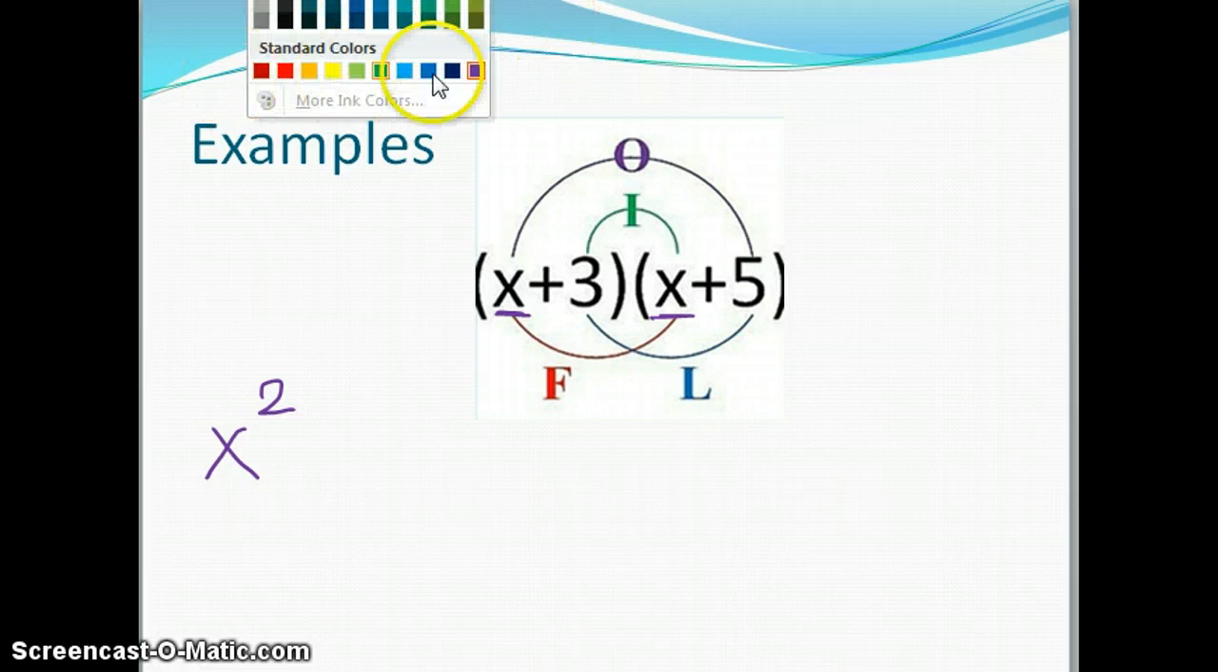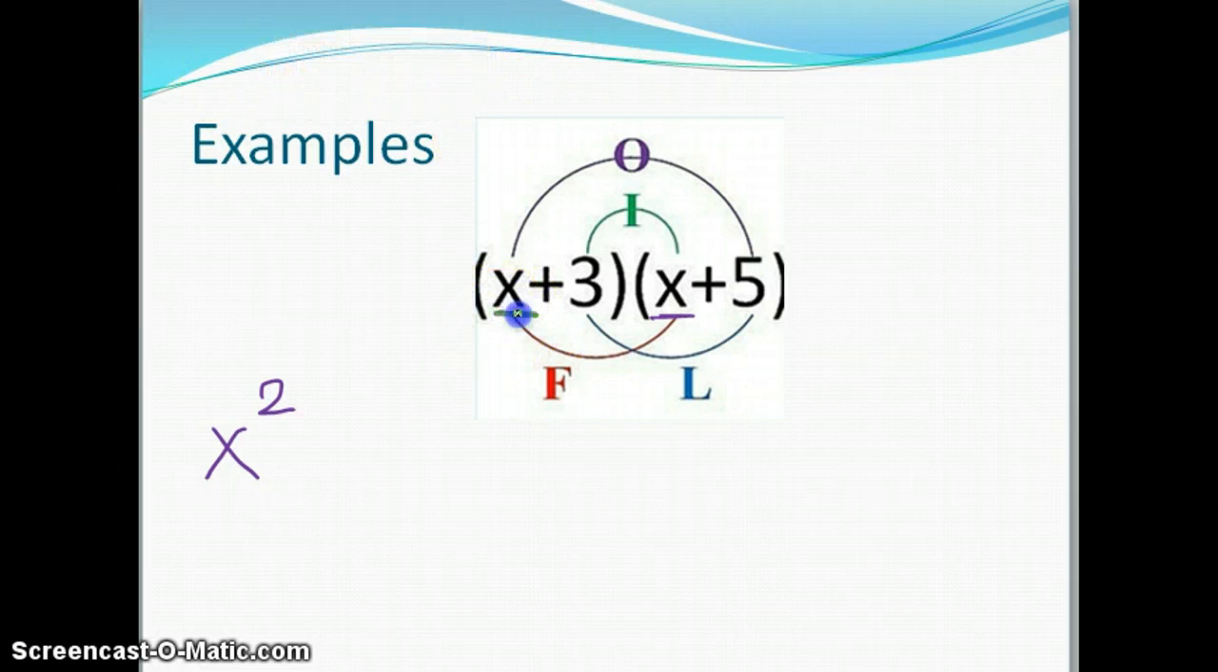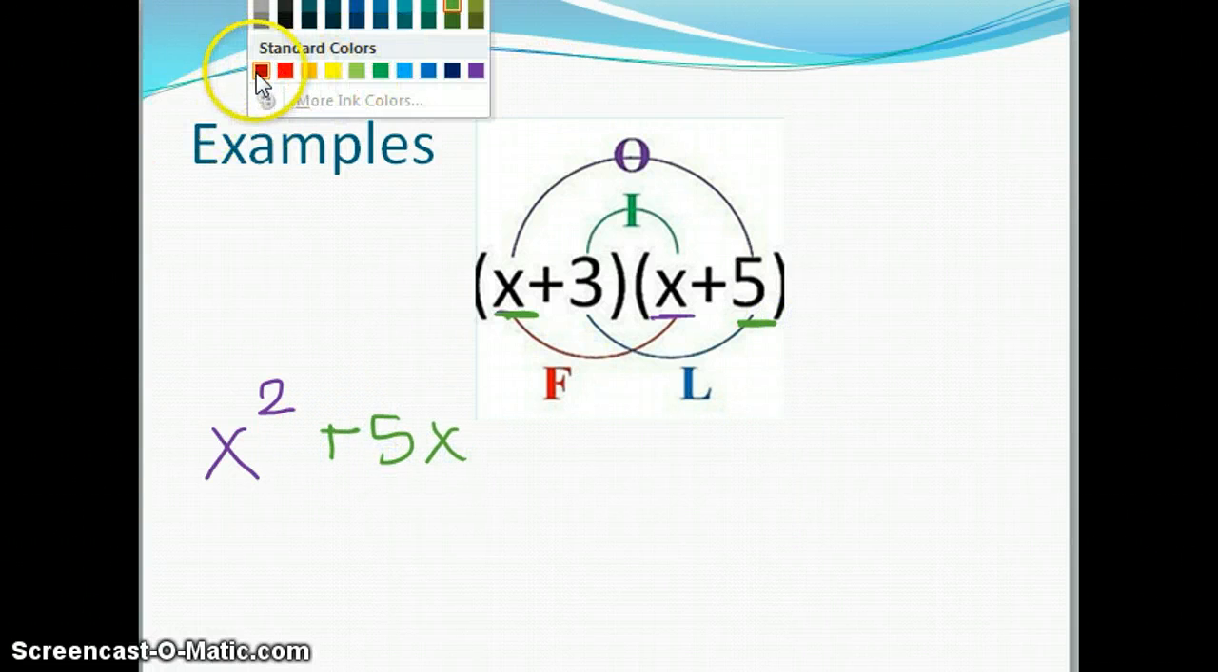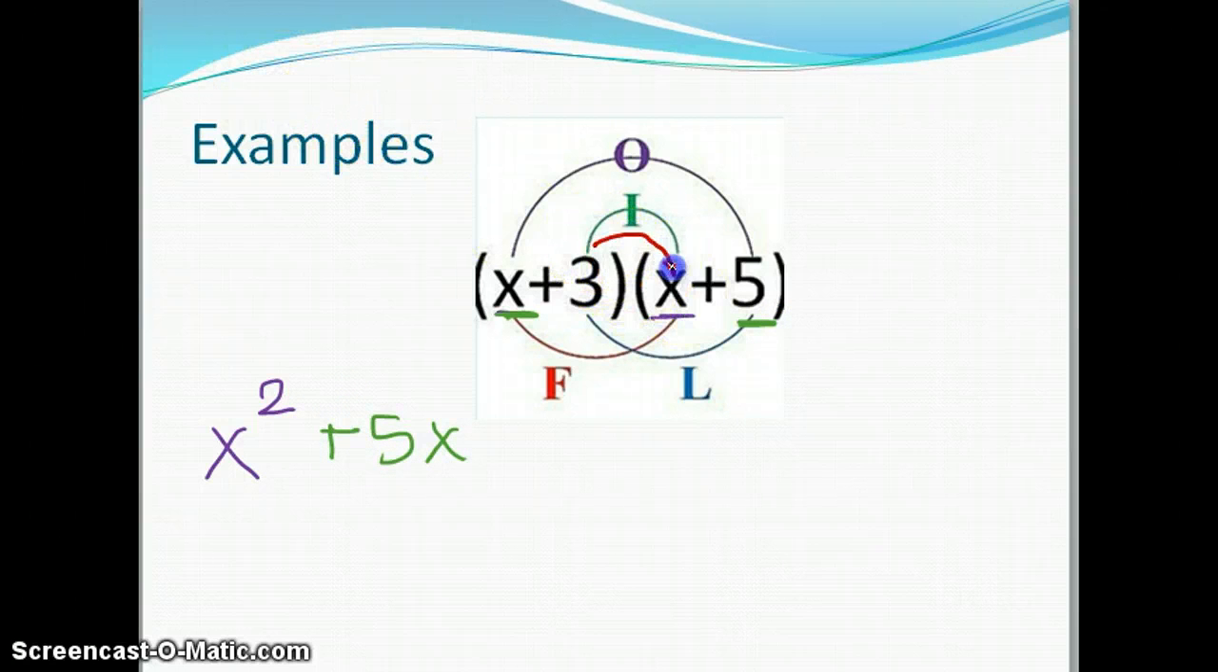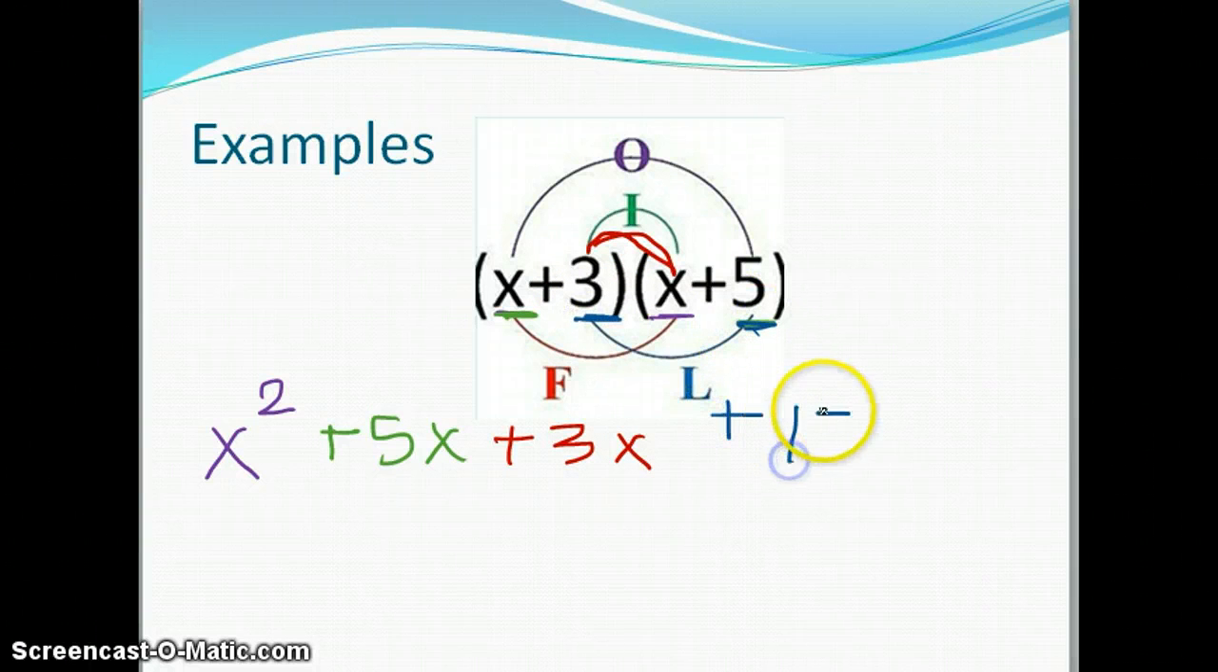Then I go and I do my outsides. So that would be the outside of the parentheses. That's x times 5, and I get 5x. Then I'm going to do my insides. That's the two that are closest to each other. So I get 3 times x, I get 3x. And I do the last ones in the parentheses, so I get 3 times 5 is 15.